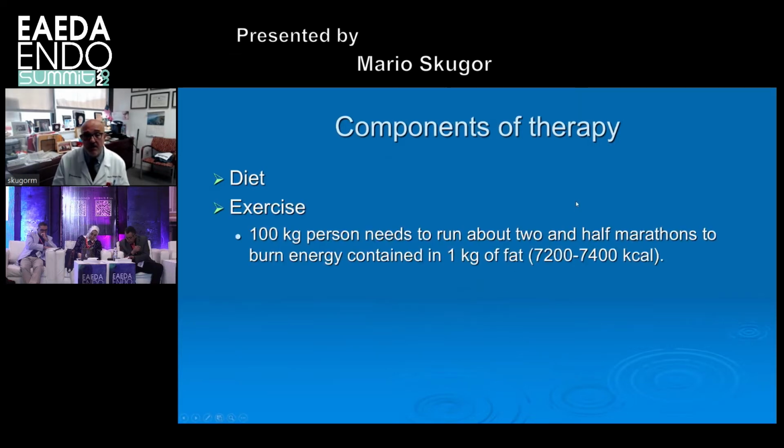Exercise is another thing you can do. But again, losing a lot of weight just by exercise is hard because you require a lot of exercise to lose significant weight. So, for example, a 100-kilogram person needs to run about 2.5 marathons to burn the energy contained in 1 kilogram of human fat, which is between 7,200 and 7,400 kilocalories. So if you have to lose 40, 50, 60 pounds, or let's say 20, 30, 40 kilograms, it will be very hard to achieve that just by exercise.